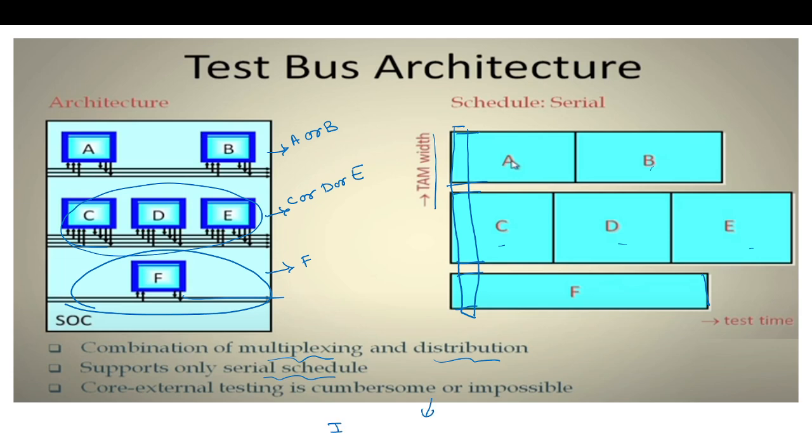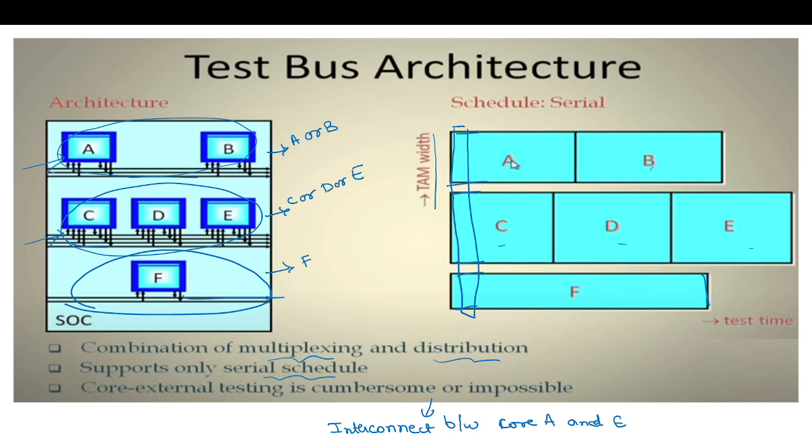Say we want to test an interconnect between core A and E. A is in this line and E is somewhere in this. But there is no direct interconnect between the two.